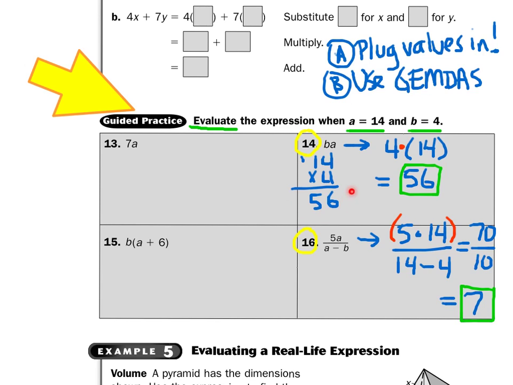Now I want to see on your paper, I might need to see you multiply this out if you don't have your 14s memorized. I want to see you multiply it out. And then take a look at number 16. 5a over a minus b. Well, I plug in the value. 5 times 14 over, and then 14 minus 4. Well, 5 times 14, remember we do the top of the fraction first, gave me 70. And then 14 minus 4 would give me 10. So 70 divided by 10 gives me my final answer of 7.